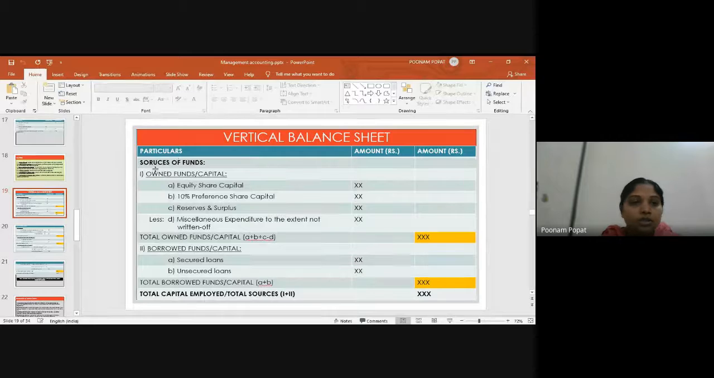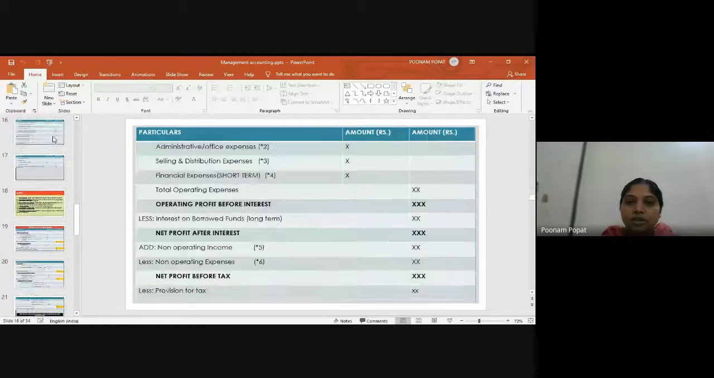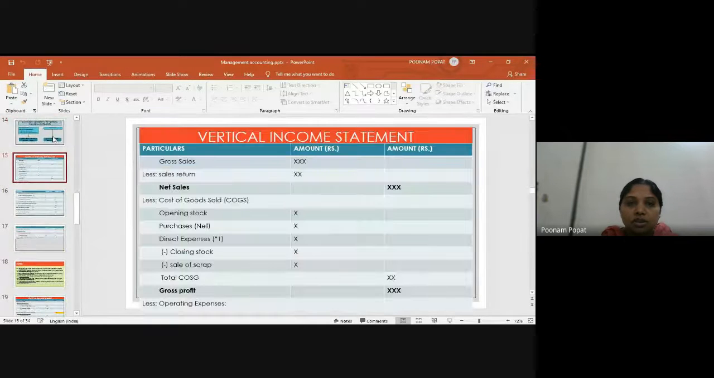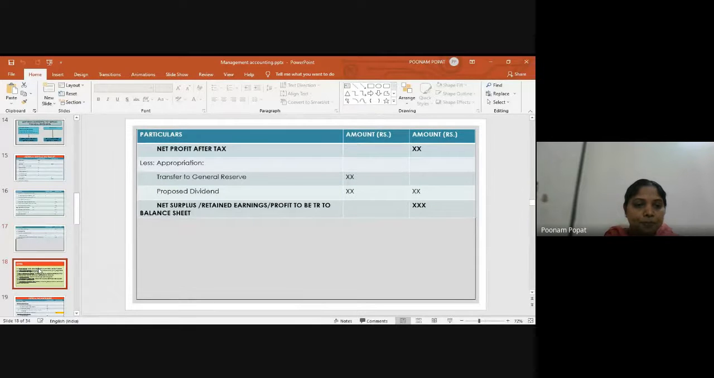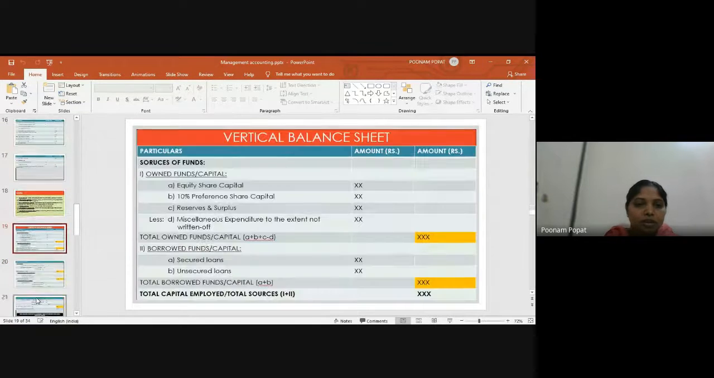So last lecture we completed the vertical income statement. We understood the different levels we have in it. We always start the income statement with major income, that is net sales, and then we kept on reducing some expenses out of that, and we got 6 levels of profit. So in continuation to that, we have the vertical balance sheet.